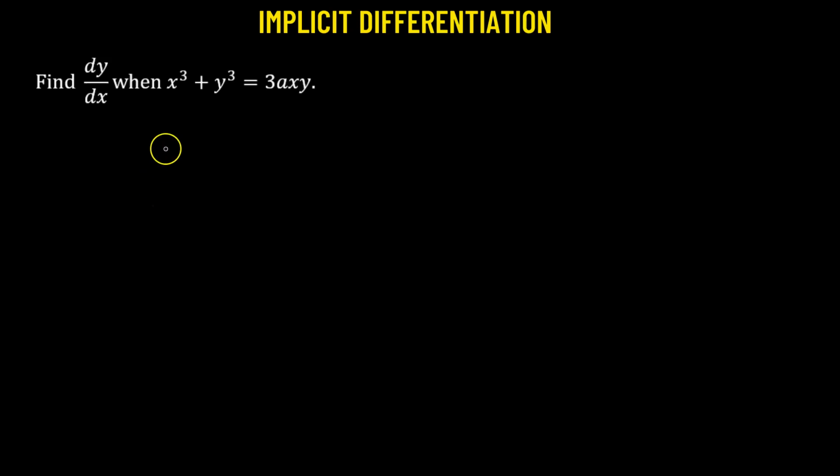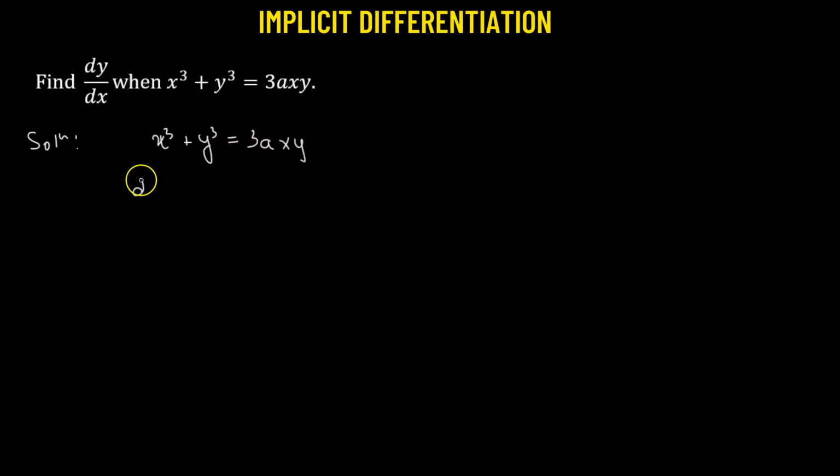So here we have, to obtain the derivative of y with respect to x, it's given that x cubed plus y cubed equals 3axy. So here our function is given in an implicit form. So let's begin with the given function, which is x cubed plus y cubed equals 3axy.